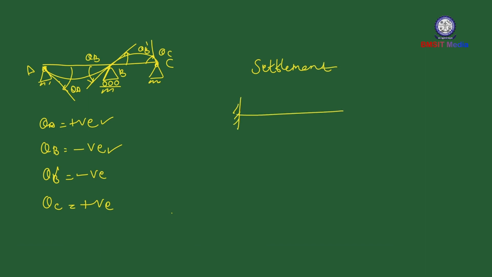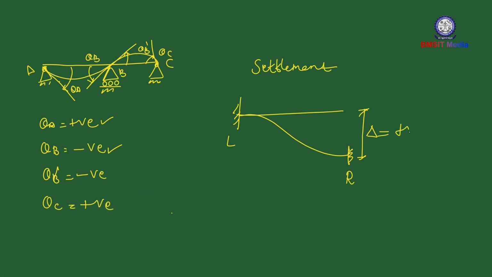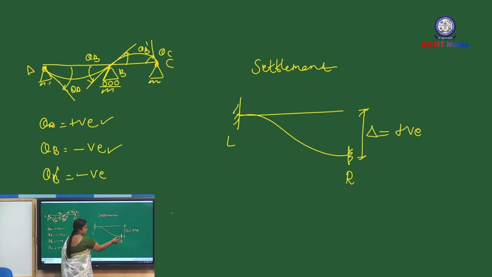So this is left side support, this is right side support. This is left side support and this one is right side support. This is called the settlement delta. The right side support is lower than the left side support. Consider delta as a positive sign. The right side support is lower than the left side support. Consider delta as a positive sign.